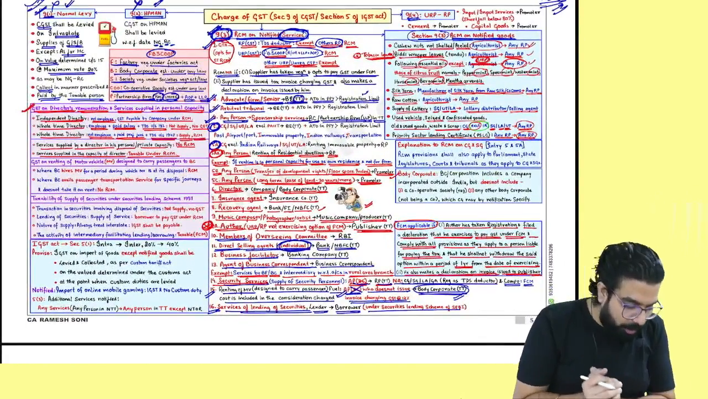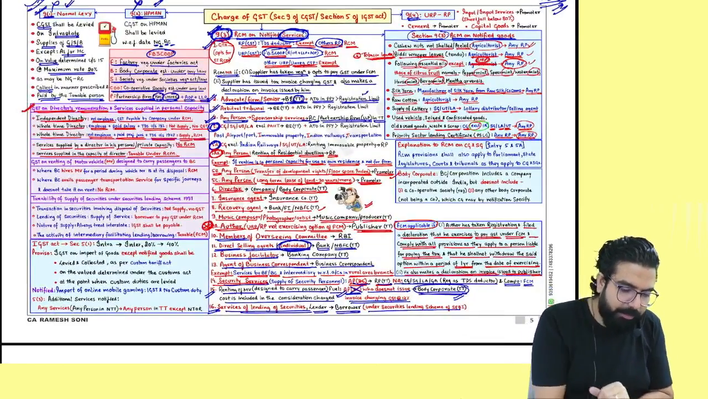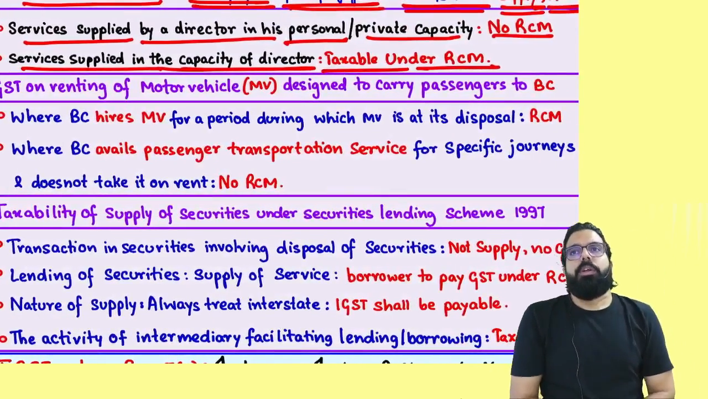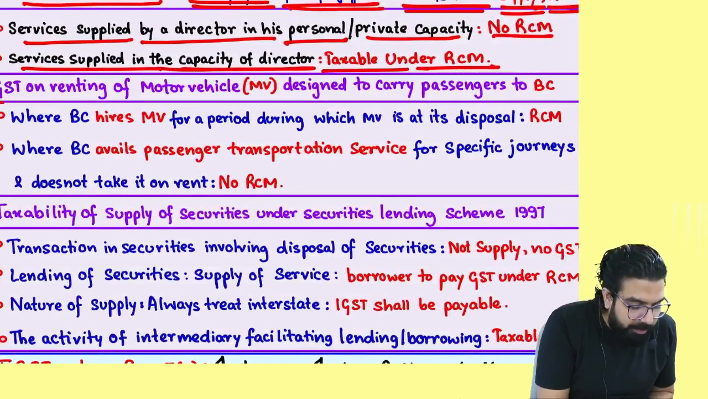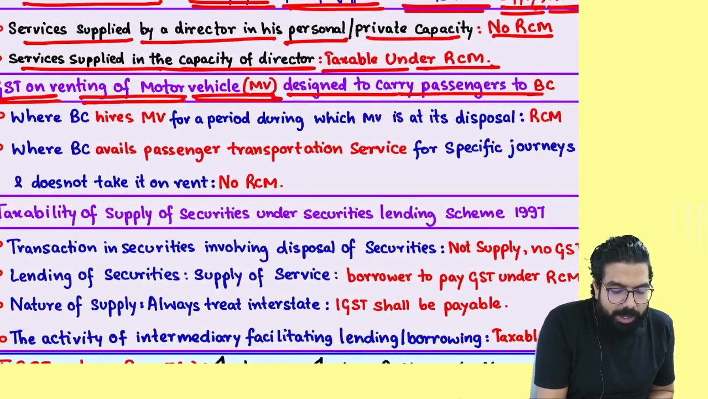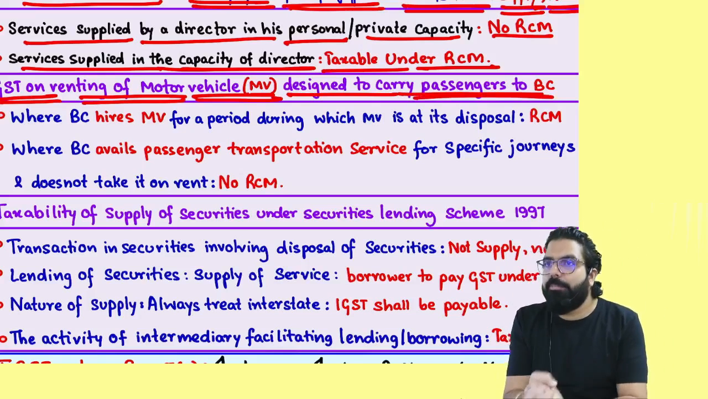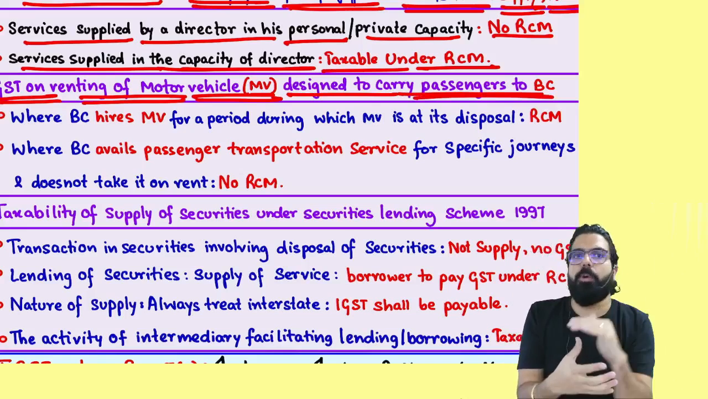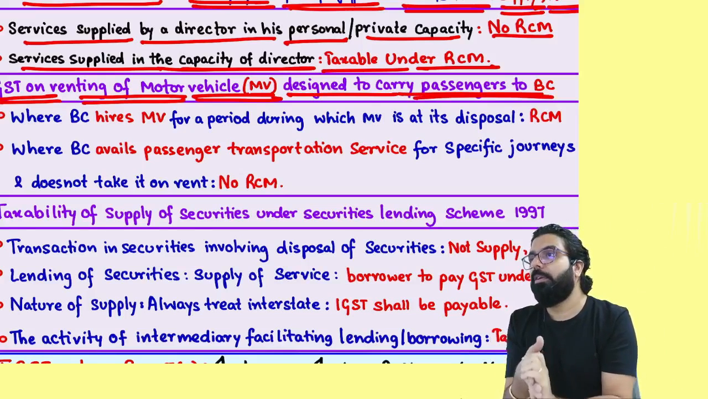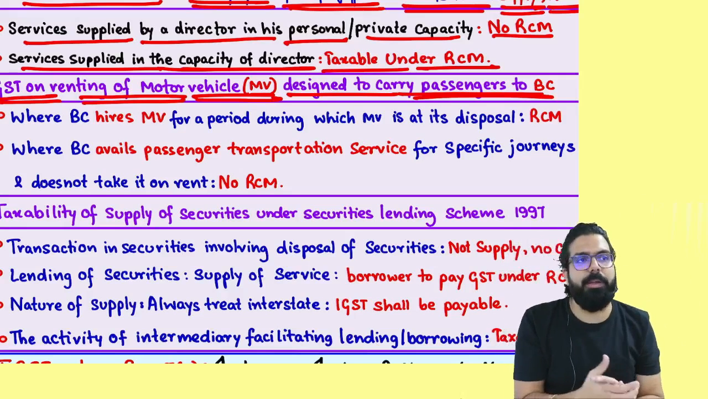Now, on the left hand side, we have one or two small points. We'll cover that. Here, service GST on renting of motor vehicle designed to carry passengers to a body corporate. Tell me one thing. I'm giving my motor vehicle on rent to a body corporate, where fuel cost is included. Who will pay the GST? The body corporate will pay the GST under RCM. Do you agree with me?